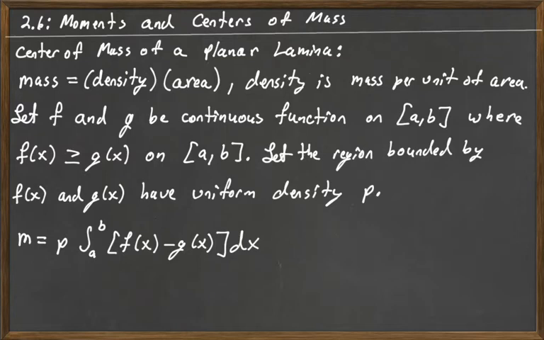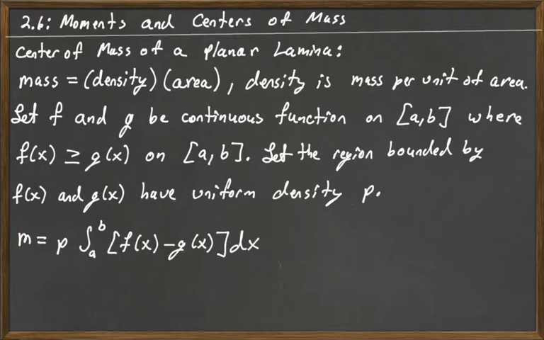Now, mass is going to be your density times area. Density is mass per unit of area. We're going to let f and g be continuous functions on a closed interval [a,b], where f of x is greater than or equal to g of x on the closed interval [a,b]. So we have an upper function, a lower function. Continuity implies we have an antiderivative. Let the region bounded by f of x and g of x have a uniform density of rho. Then the mass is the density, rho, times the area, which is the integral from a to b of f of x minus g of x dx.